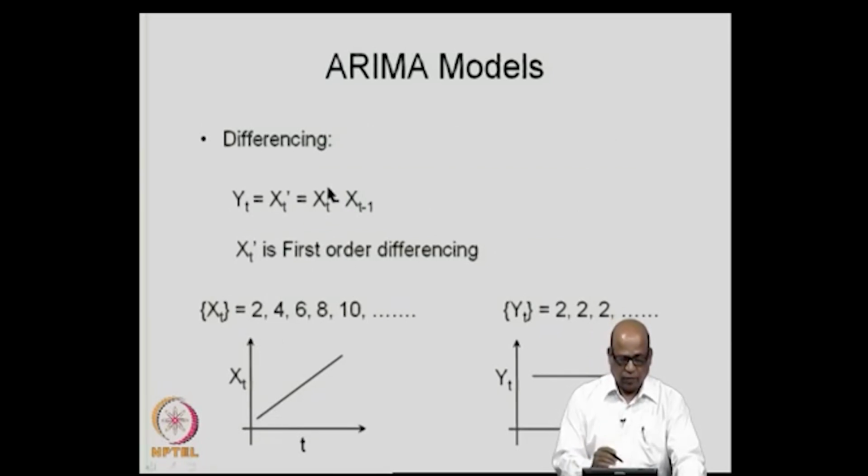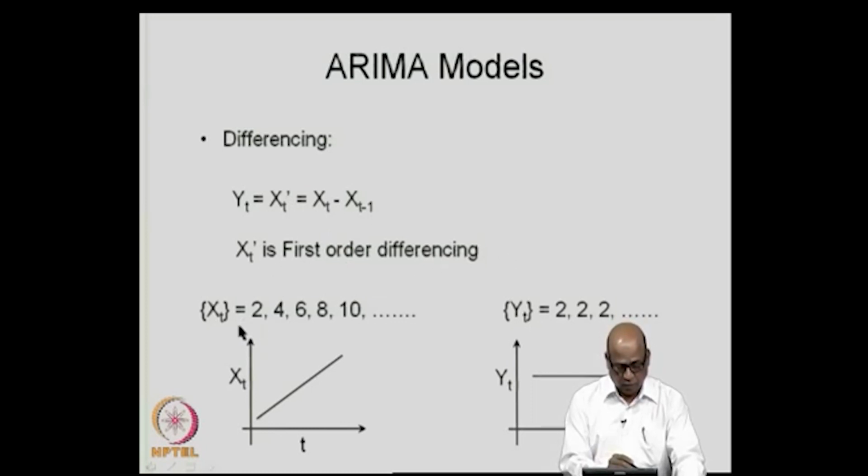What I mean by differencing is that if you have a series x t, you take the first difference, that means x t minus x t minus 1: just deduct the previous value and constitute the new series y t. So, y t equals x t minus x t minus 1, where you are simply deducting the previous term. This is called the first order differencing.